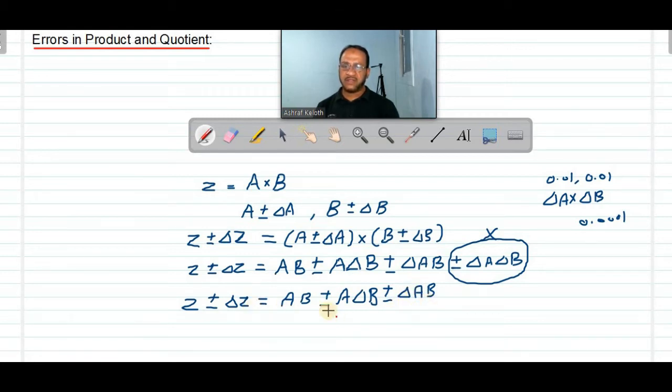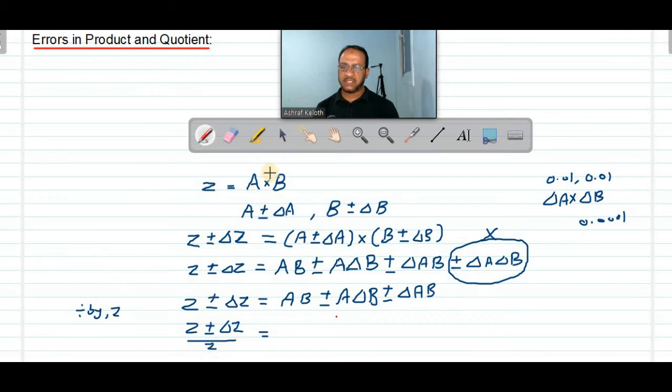Now we will divide this equation, both LHS and RHS, by Z. Divide the entire equation by Z. So if I divide the LHS by Z, I can write Z plus or minus delta Z, whole divided by Z, is equal to, but we know that Z is equal to AB.